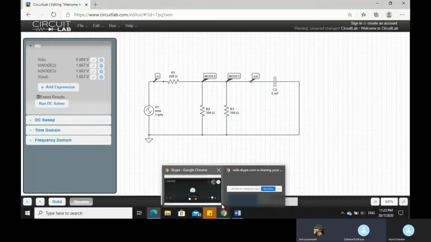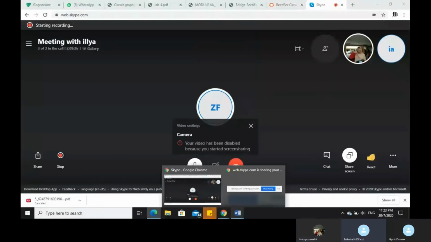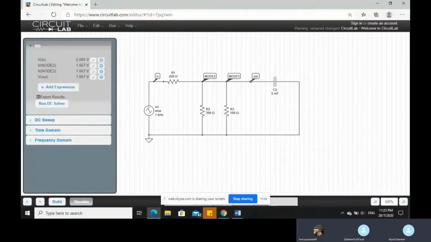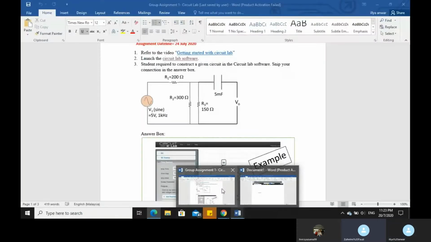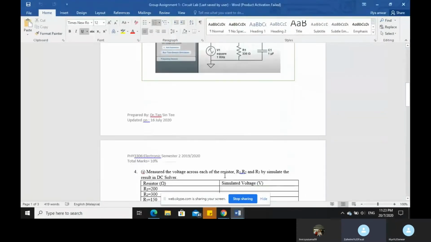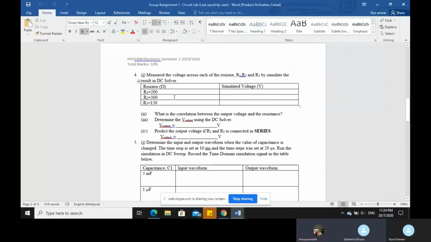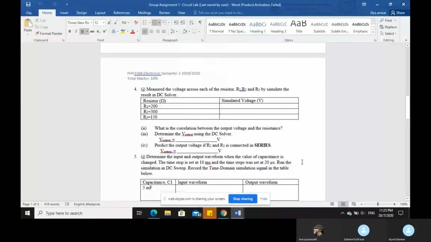So we already gained the values for V in, V node 2, V node 3, and also V out.